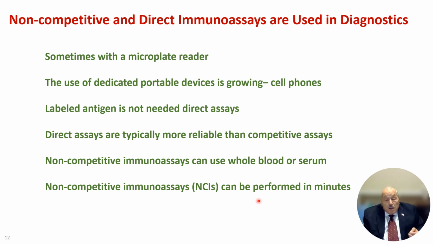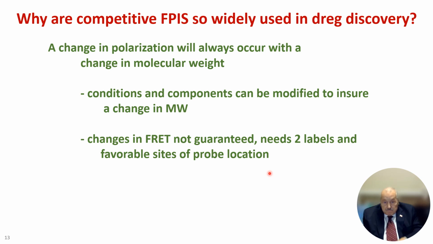They're also homogeneous assays. So, the stuff is in suspension. So then we come to the question. In fact, I just thought of this as I was preparing this lecture. And I asked myself the question, if the non-competitive FPIs seem to be so much easier up front, why are the competitive assays used so much in drug discovery? And I guess you'll catch the typo there.